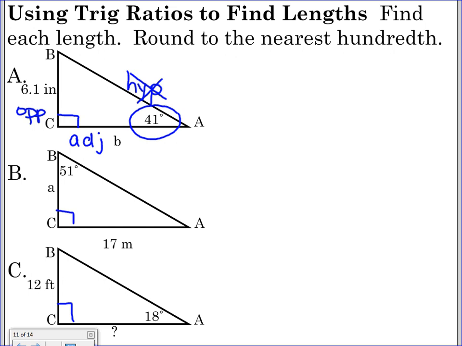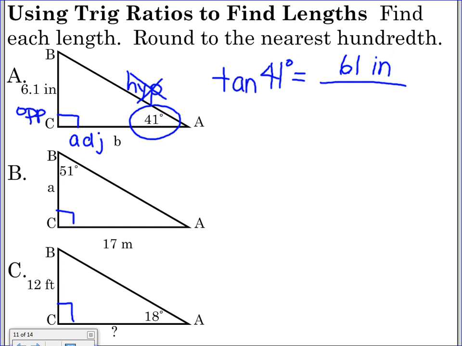Tangent. Before we were writing tangent of A. In this one, we actually know the angle measure. So this one's going to be tangent of 41 degrees. We write that equal to the tangent ratio, which is opposite over adjacent. So what is the opposite side? 6.1. 6.1 inches.